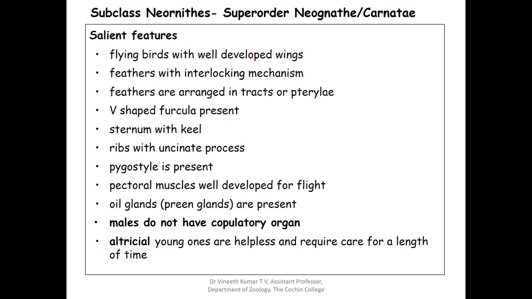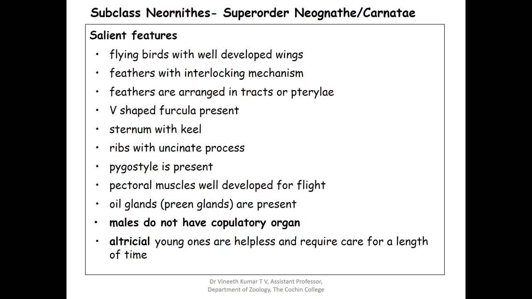The pectoral muscles are well developed for flight, which was absent in the groups which we discussed earlier. Then oil glands are present. Then males do not have a copulatory organ. This is another feature shown by Neognathae. Paleognathae had a copulatory organ for males, but in Neognathae they do not have a copulatory organ.